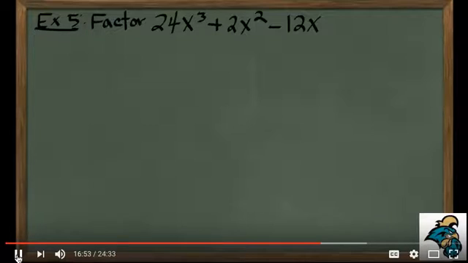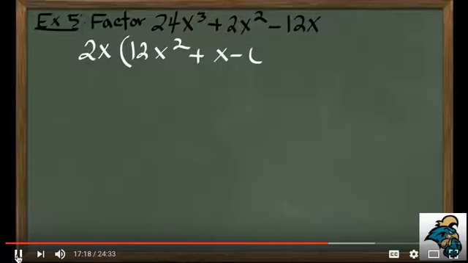Example 5. Factor 24x cubed plus 2x squared minus 12x. Again, the first thing you want to look for is the greatest common factor. We see 24, 2, and 12 are all divisible by 2, so I know I'm going to factor out a 2. And I also see that they all have an x in common, so I'm going to factor out 2x. That leaves me with 12x squared plus x minus 6.